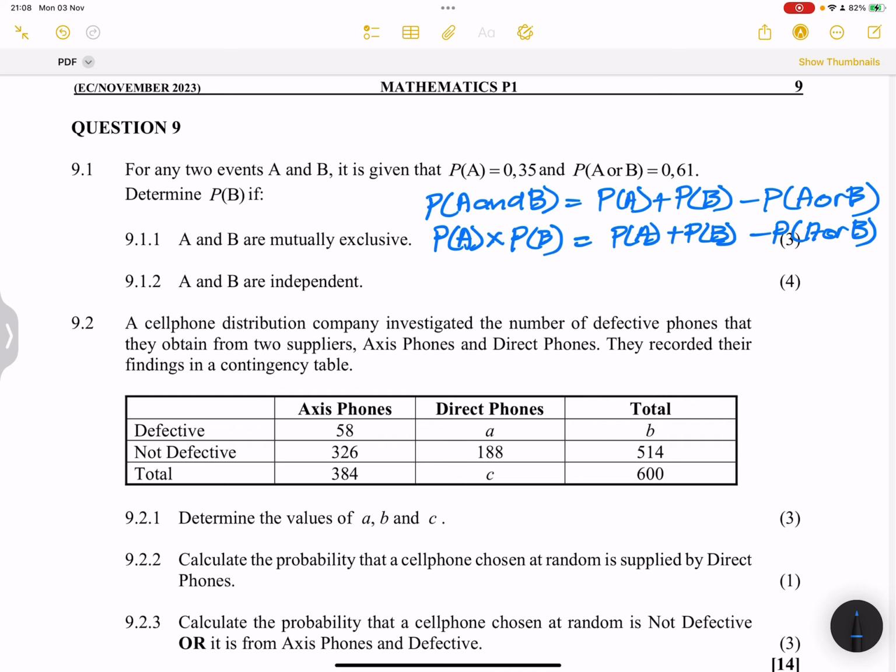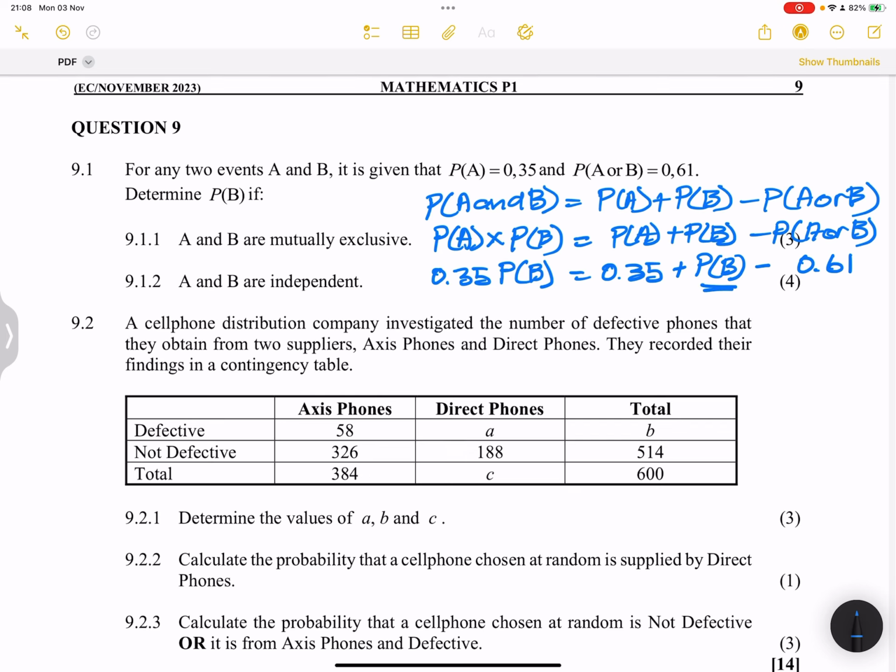Now let's try and find out in this case. So probability of A, that's 0.35 times the probability of B. Probability of A, 0.35. Probability of B, that's what we are looking for, minus probability of A or B, which is 0.61. All right, now let's try and isolate everything that has probability of B.